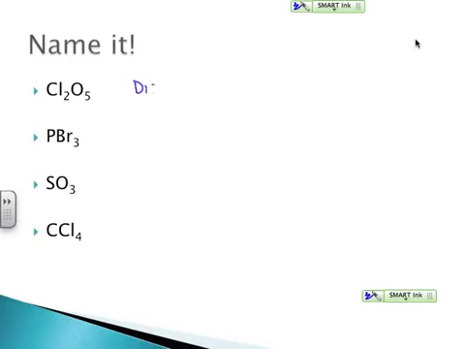So Cl2O5 would be dichlorine, right? Don't change the ending because it's the first element. So chlorine, dichlorine. 5 oxygens, that would be, technically it's pentaoxide. However, what we do is rather than calling it pentaoxide, if you have oxygen and you have a prefix that ends with A or O, like penta, hexa, hepta, you don't write pentaoxide, you write pentoxide, just to drop a syllable, make the word flow a little better. If you write pentaoxide on a test or quiz, I'm fine with it, that's no problem.